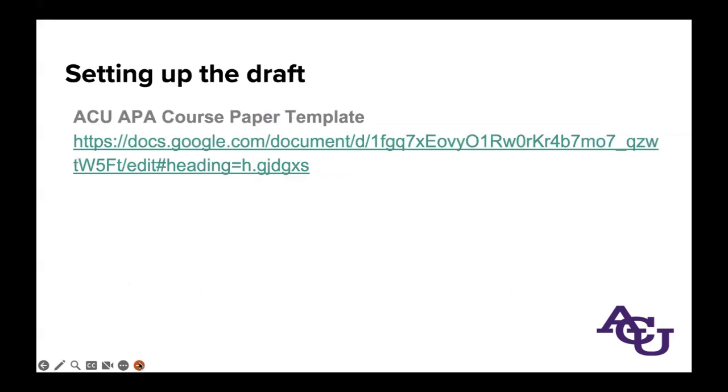If you'd like assistance setting up your draft in APA format, we have this awesome tool called our ACU APA course paper template, and we invite you to use it. It has all the settings for the font, margin, page numbers, headings, spacing, and the hanging indent for your references, all preset. You can access that template via this link in our slide deck or by visiting our online Writing Center website. Keep in mind that if you use the template, you'll need to download it in Word, but that's perfect for this assignment because you have to create a Word document anyway.